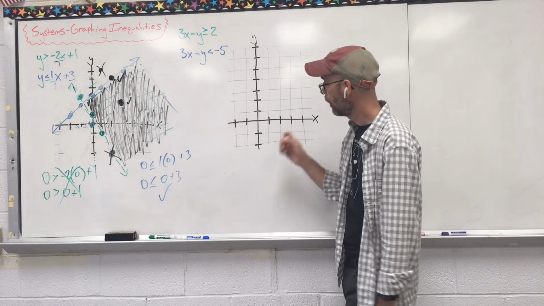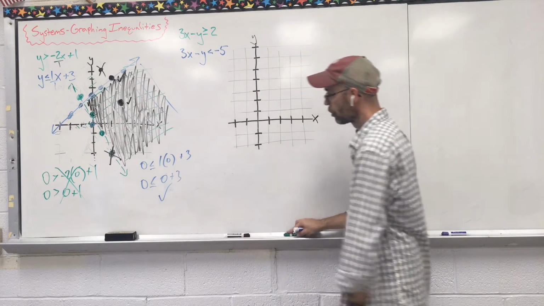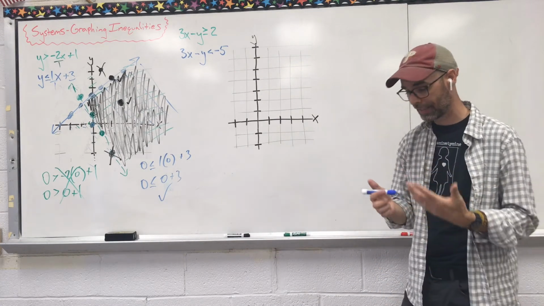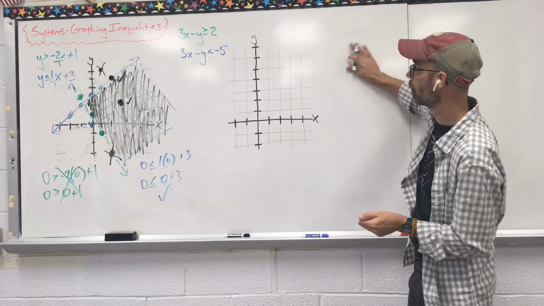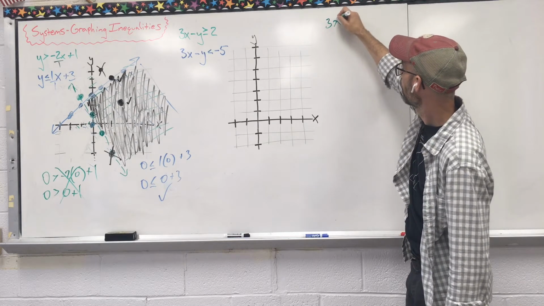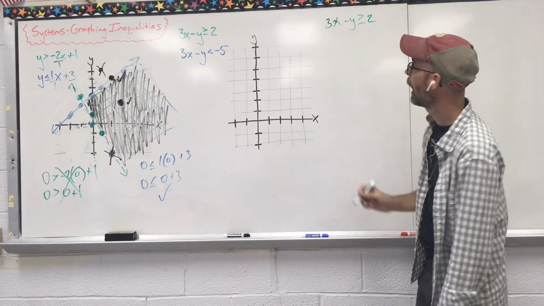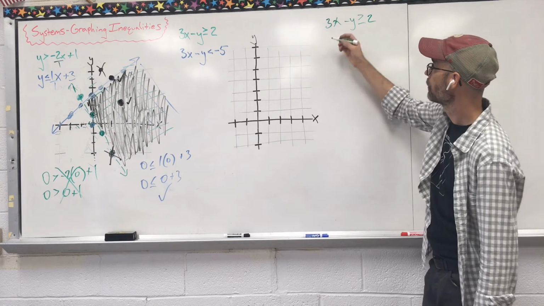Okay, something a little more complicated. We have two inequalities that are not in slope-intercept form, so we have to do a little bit of work to get there. So top one, I'm just going to rewrite over here. We've got 3x minus y greater than or equal to 2. I need to get y alone. So let's move our x's.